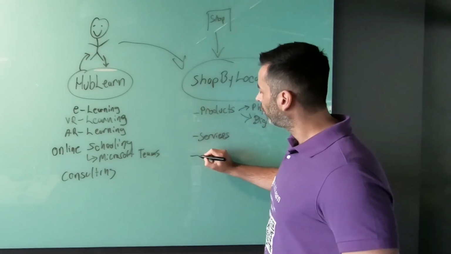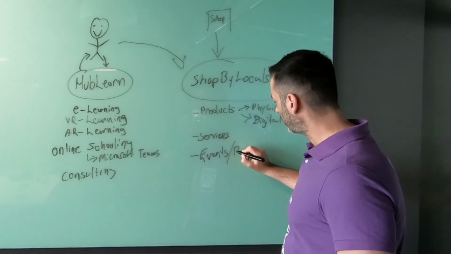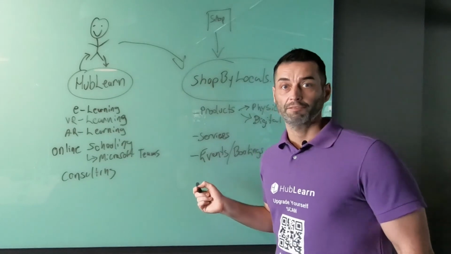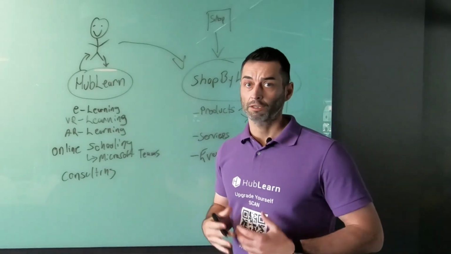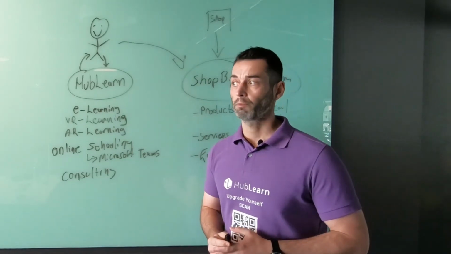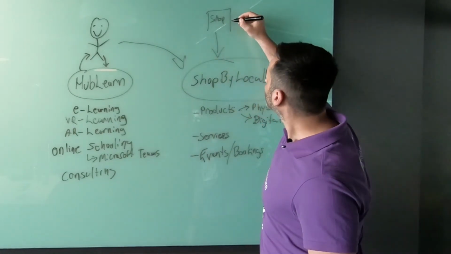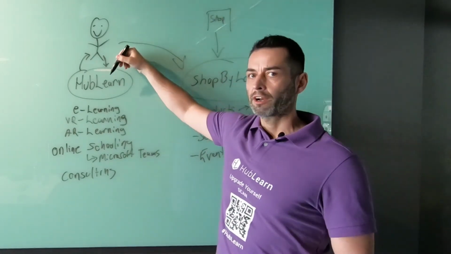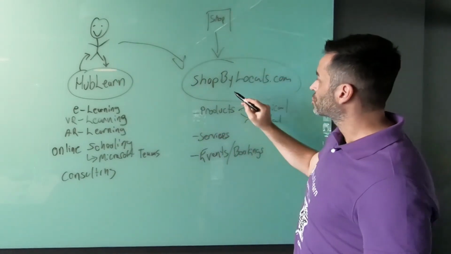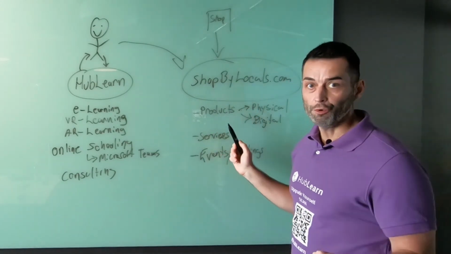Then we also got events and bookings. So you can hold an event or you can make it possible for people to book a slot with you. Let's take an example: you've got a restaurant. You can acquire skills from HubLearn, or you already have a restaurant. You come to ShopByLocals. Your restaurant sells physical products, which is food.